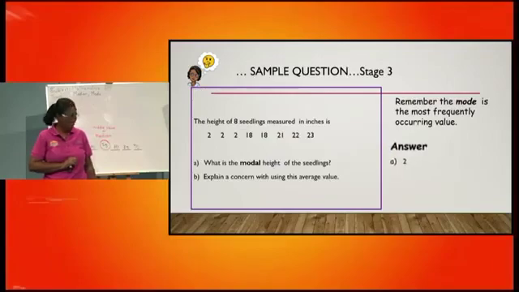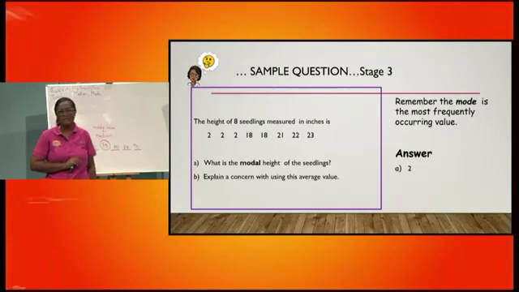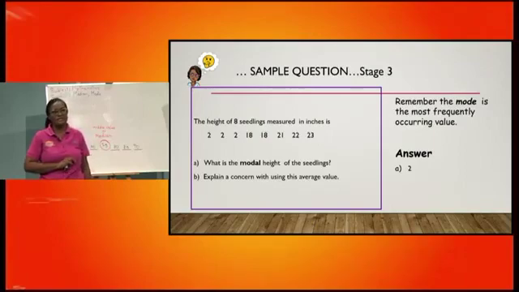Here's another question for you. The height of 8 seedlings measured in inches is? What is the modal height? The modal height is 2, but notice that the 2 is way off from the rest. It's not in the middle. So here, the mode would not be a good value to use as your measure of central tendency.